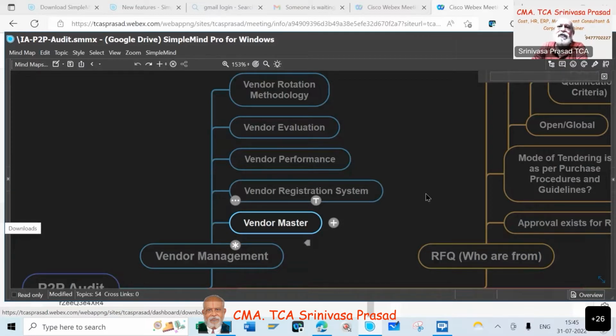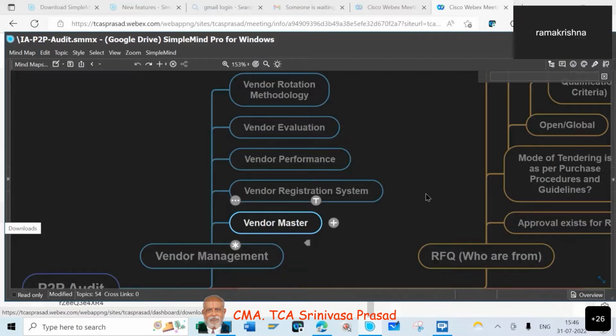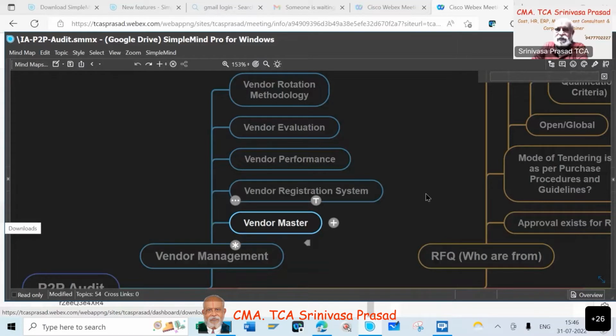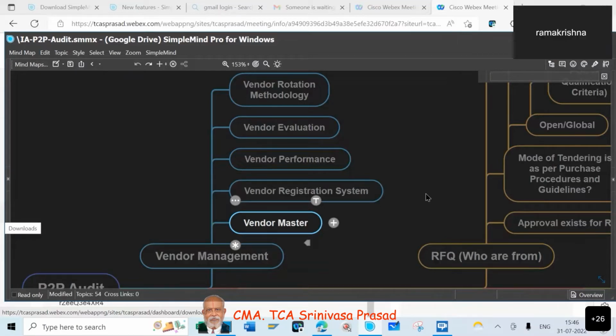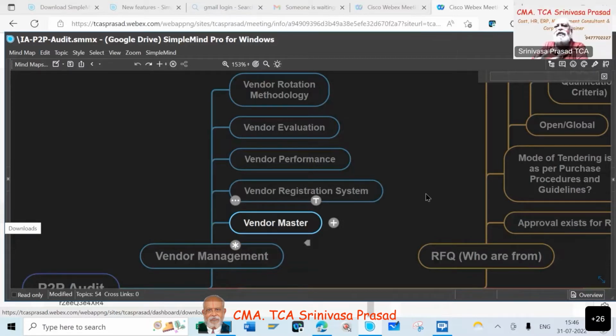That is not the right way of working on it. I think, Sir, apart from local vendors, there will be foreign vendors also. So that is also important. Yeah, foreign vendors, imported items, foreign currency. Yeah, foreign vendors you will have. So they have a different set of data and all which we are supposed to check up and then do that, right? Thank you.